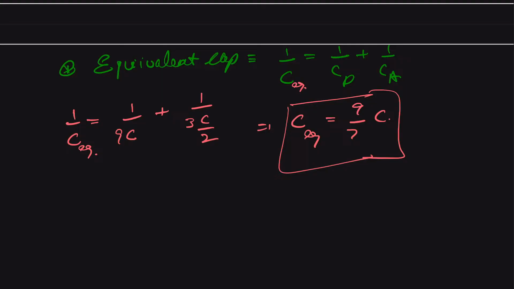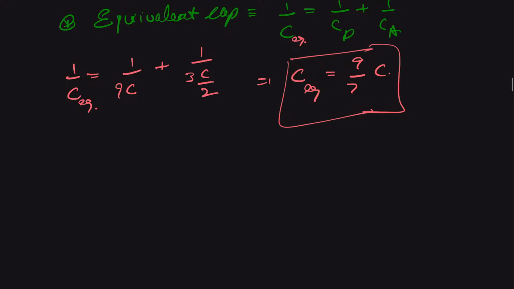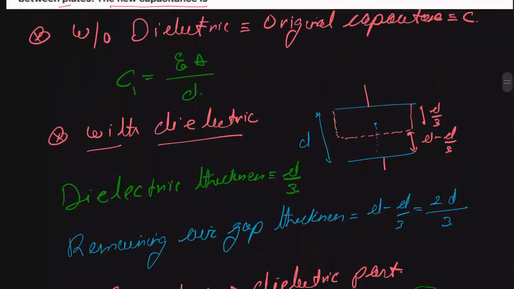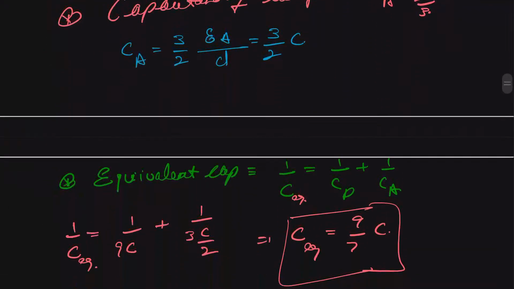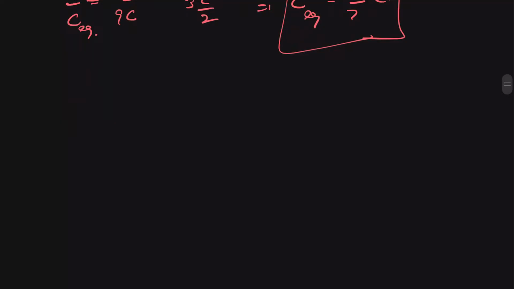And in this case, the filling was along the thickness. If the dielectric is inserted along the area, something like this, then it will be a parallel combination. So if there is an area division, it is a parallel combination, and if there is a thickness division, then it is a series combination.